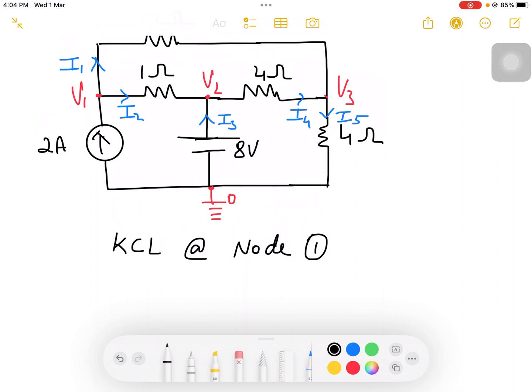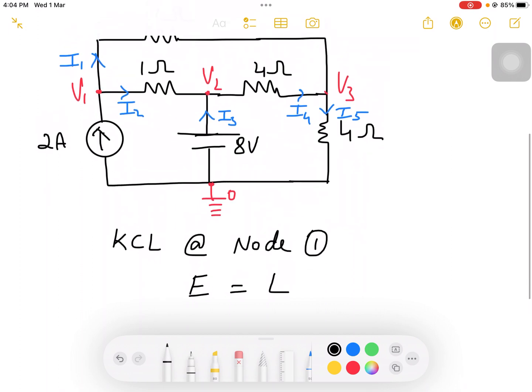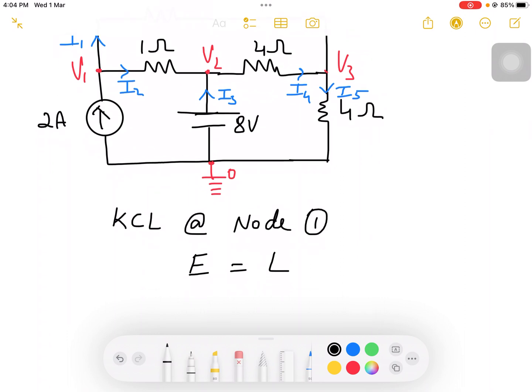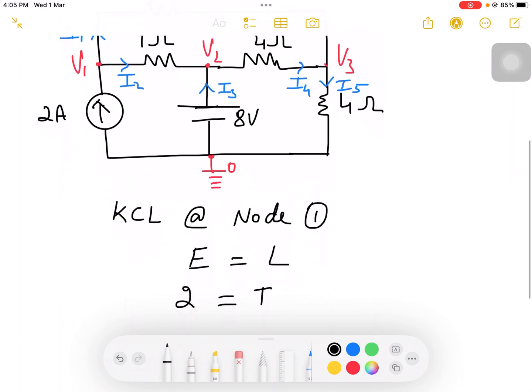I can take current entering is equal to current leaving. At node 1, which current is entering? If you observe here, the 2 amps is entering, so it will be 2, and the leaving currents are I1 and I2, so it will be I1 plus I2, right? So let me take this as equation number 1.